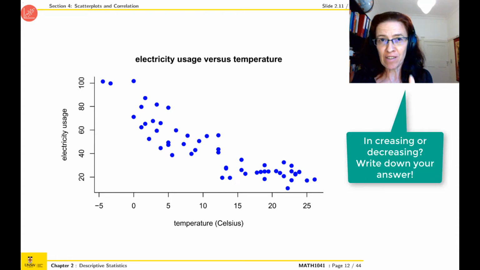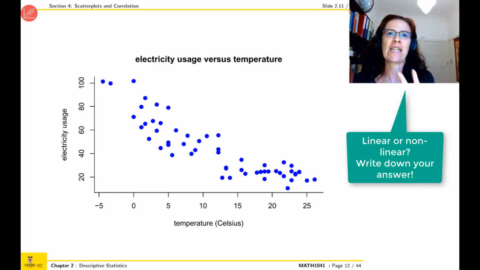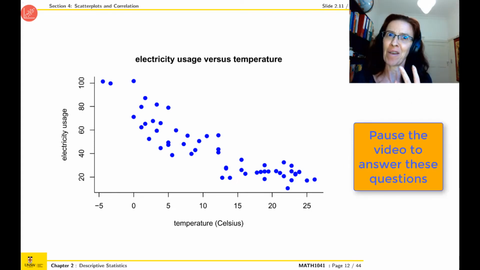Is it increasing or decreasing? So maybe you can take notes and put an arrow going up or an arrow going down. And the last thing you need to decide is it linear or not? Pause the video.